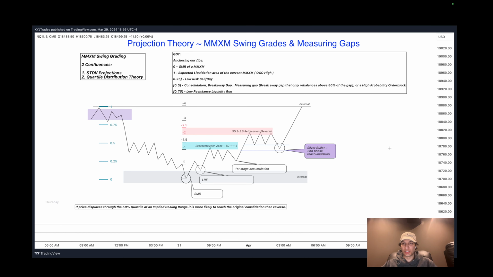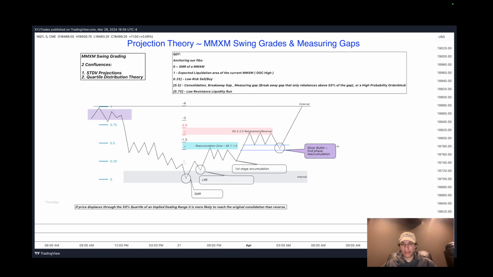So today's topic is going to be projection theory, looking at market maker swing grids and also measuring gaps. Before we hop into a chart to actually look at this in real time or using some historic data, let's first look at this general schematic. I will break down these concepts in context of last Friday's price action after, but we first need to understand some of the topics that we're talking about.